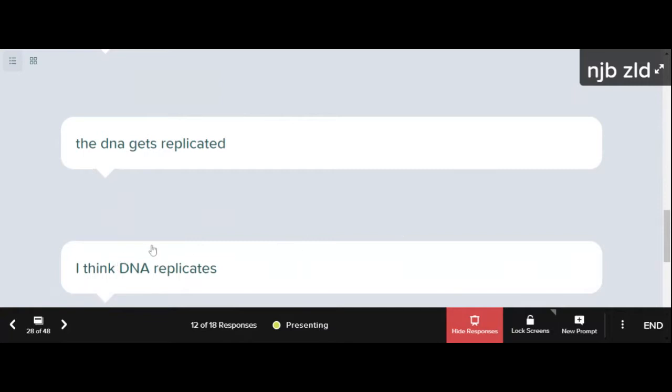The most important thing that happens in S phase is DNA replicates, or DNA makes copies.